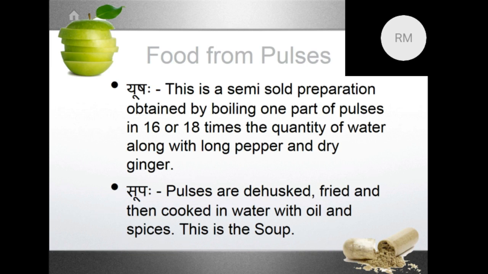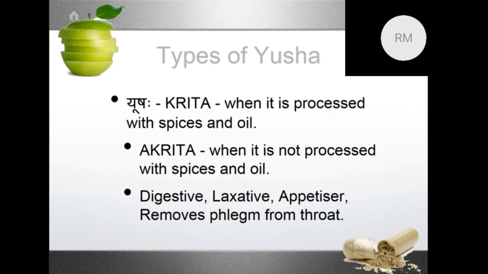Now, types of yusha. These kinds of soups can be either processed or unprocessed. So you can give it without adding spices or oil, and it is a digestive, laxative, appetizer. It removes the phlegm from the throat, and it's good as the beginning course of the meal. You can either give it processed or unprocessed.